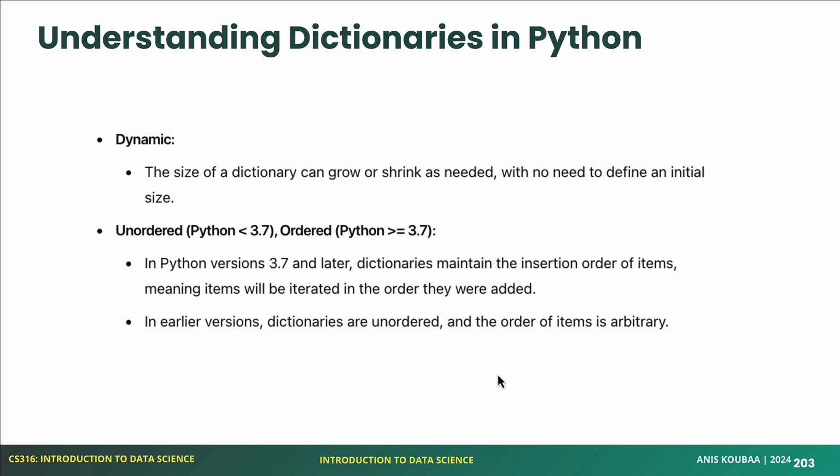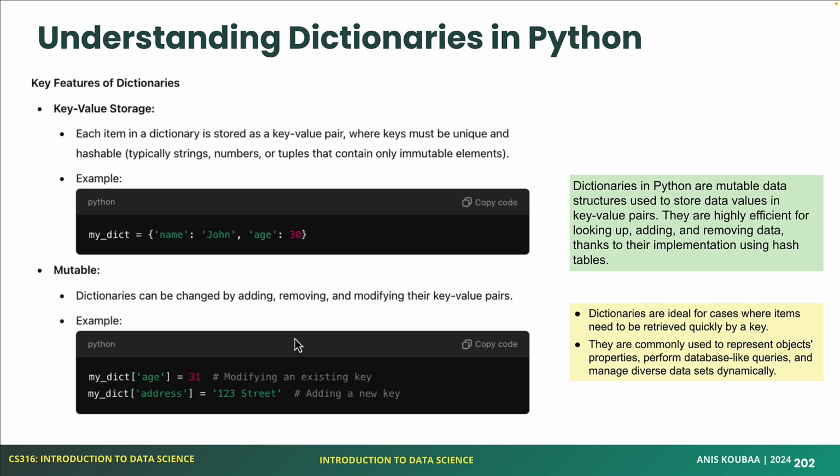So the size of a dictionary is dynamic. It can grow or shrink as needed because it is mutable. And starting from version 3.7, they become ordered. I mean, when you make a for loop, it's going to start with the first key depending on their order. For example, if you have multiple keys, it's going to start with showing the name and then showing the age and so on.